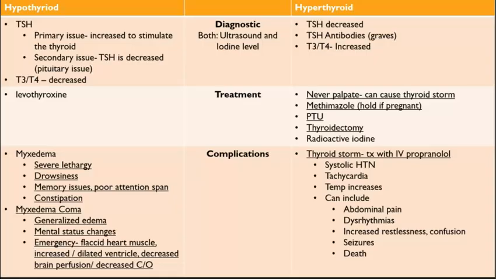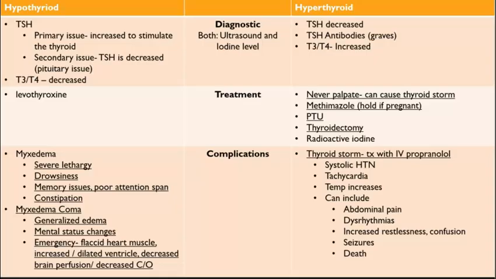However, if it is a secondary issue, maybe the pituitary gland is broken or no longer working, then the TSH is going to be decreased and the thyroid's not going to be stimulated. Ultimately, the T3, T4 is going to be decreased. For your hyperthyroid, TSH is hopefully going to be decreased. TSH antibodies can be present if it is Graves', which is an autoimmune disease, and T3, T4 is going to be increased.